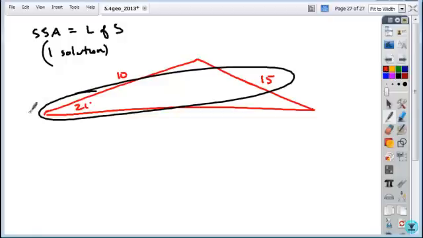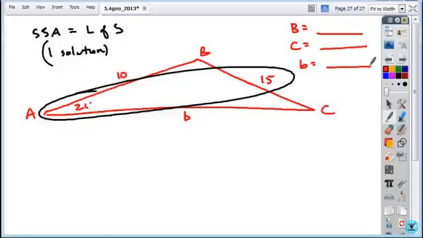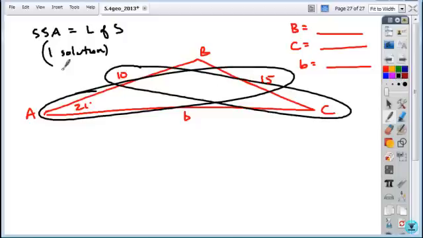And so let's call this triangle ABC with side B. So what we want to do is we want to find angle B, angle C, and side B. Okay, so which of these pieces can we find first? Good. So here's our set ratio. The other piece that we have is 10, so we have to find the angle opposite it first. So those are the pieces that we solve for.